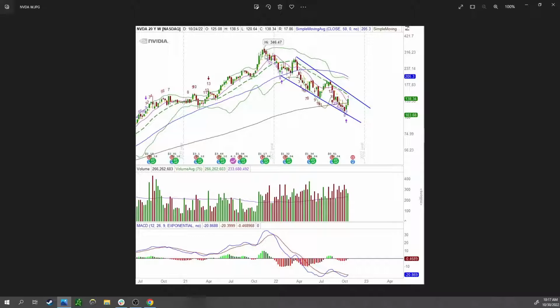I will say NVIDIA put in a 913, 9 buy setup, captured the 10, captured the 200. This is the bear trap look. 1, 2, 3, 4 weeks below the 200.